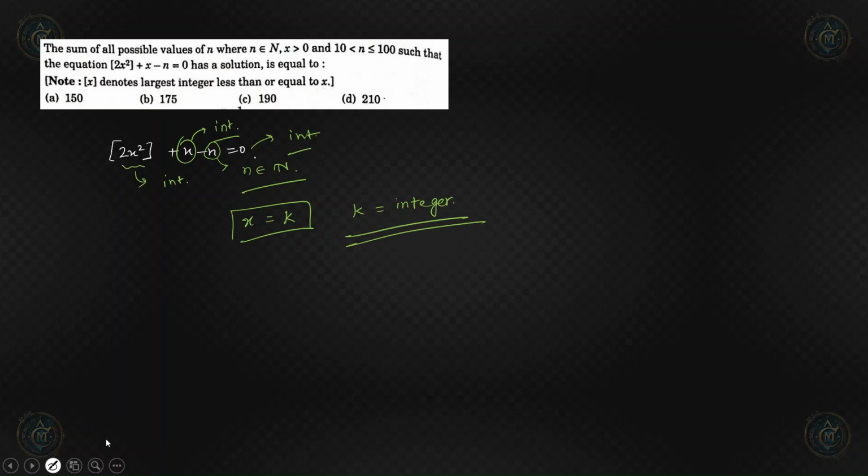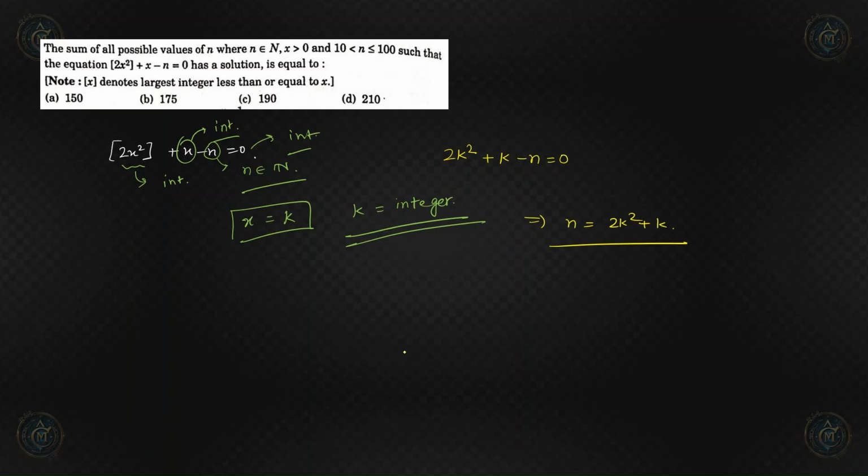So this equation becomes 2x square. So 2x square is what? 2k square, right? If k is an integer, k square will also be an integer, and 2k square will also be an integer, right? So that means this greatest integer will be omitted. So this becomes 2k square plus k minus n equal to 0. That means n equal to 2k square plus k, right?